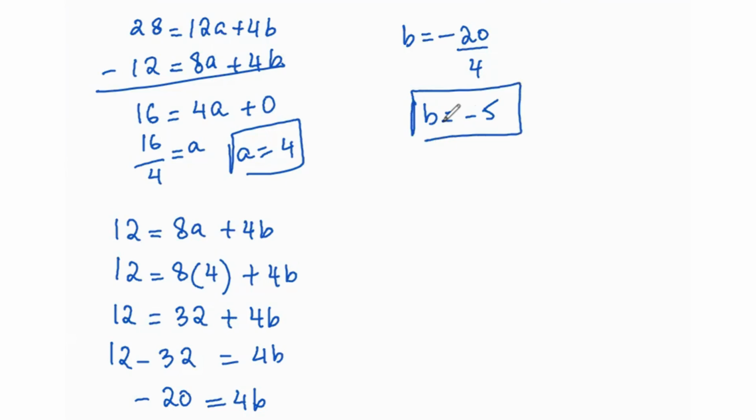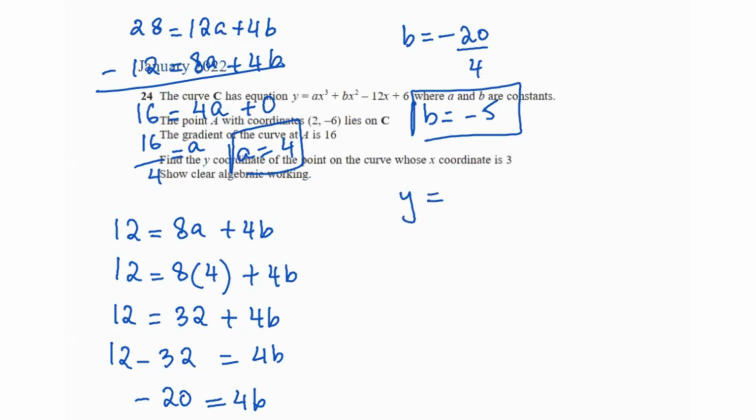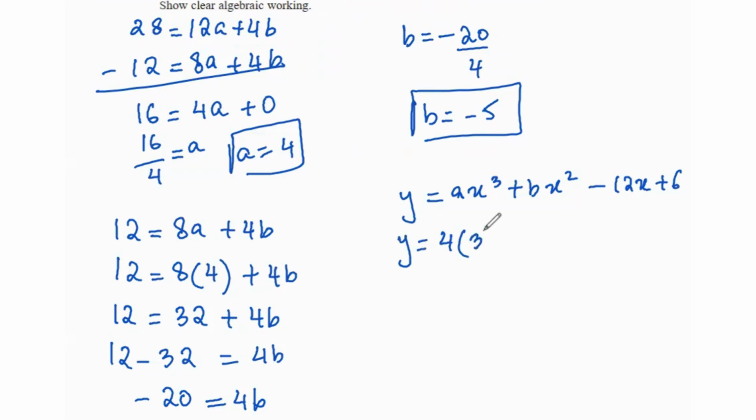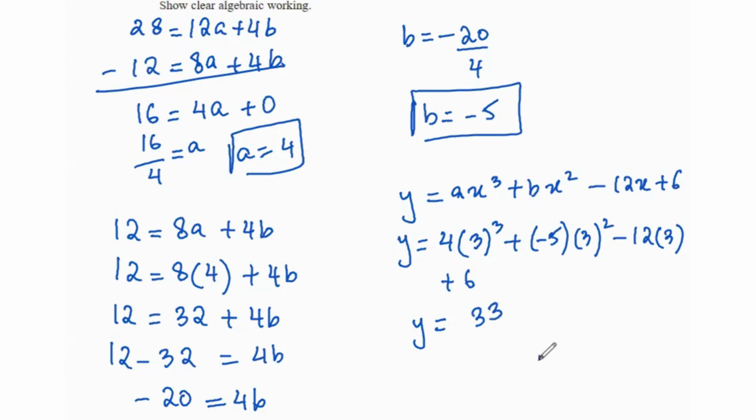So we're trying to find the y coordinate for the point where x equals 3. So let's substitute a equals 4 and b equals -5 in the equation of the curve, which was y equals ax cubed plus bx squared minus 12x plus 6. So in this equation, we're going to put the value of a and b, put the value of x as 3 to find the y value. y equals 4 times 3 cubed plus -5 times 3 squared minus 12 times 3 plus 6. That is going to give us 33. So when x is 3, y is 33 for that point. That's your answer.